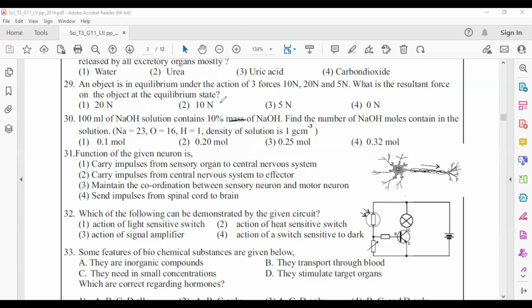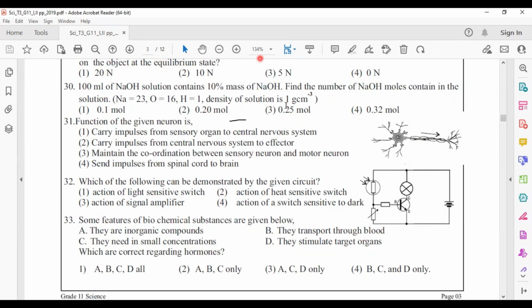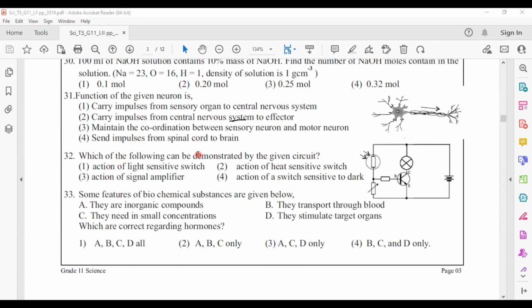We are not doing the 30th question due to a problem in that. Question number 31. Function of the given neuron is carry impulses from sensory organ to central nervous system. Answer 1 because this is sensory neuron. Question number 32. Which of the following can be demonstrated by the given circuit? Answer 1. Action of light sensitive switch because there's a LDR, that means light dependent resistor is here.